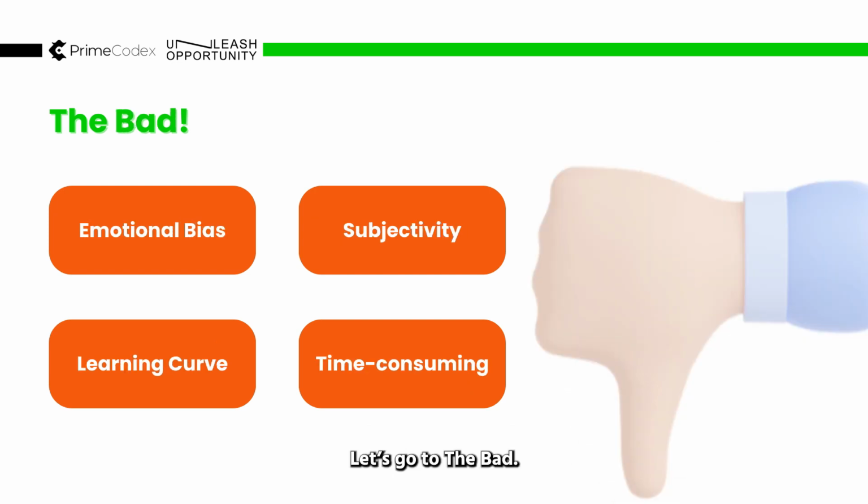Let's get the bad. First is emotional bias. Emotional decision making can lead to impulsive trades and inconsistent results.